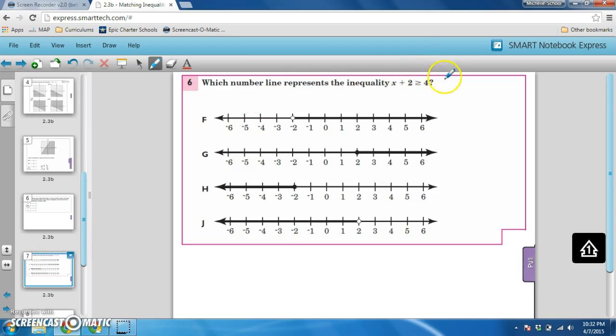Which number line represents this inequality? We just subtract 2 from both sides. We get x is greater than or equal to 2. Okay, so it can't be F or J because those are open dots. And it's greater than, the x is first, so we know it's pointing that way, so it has to be G.